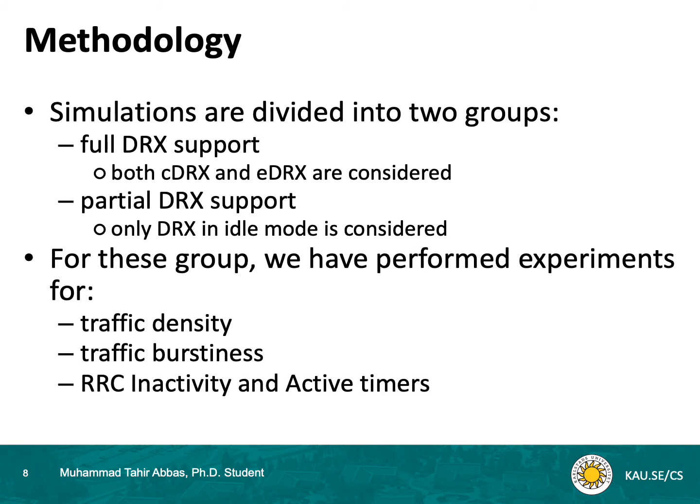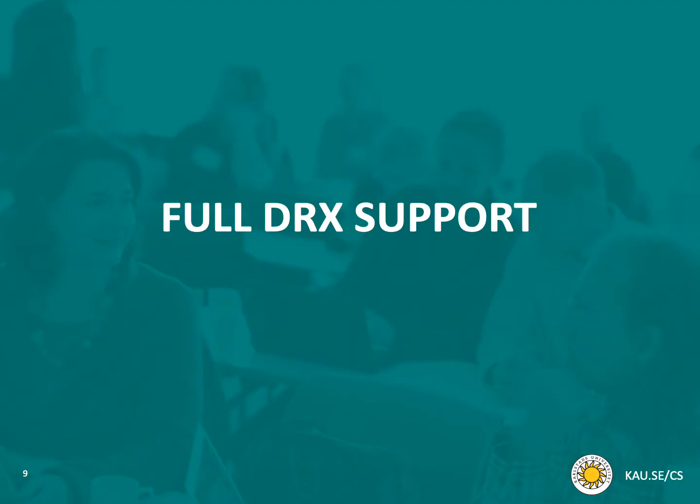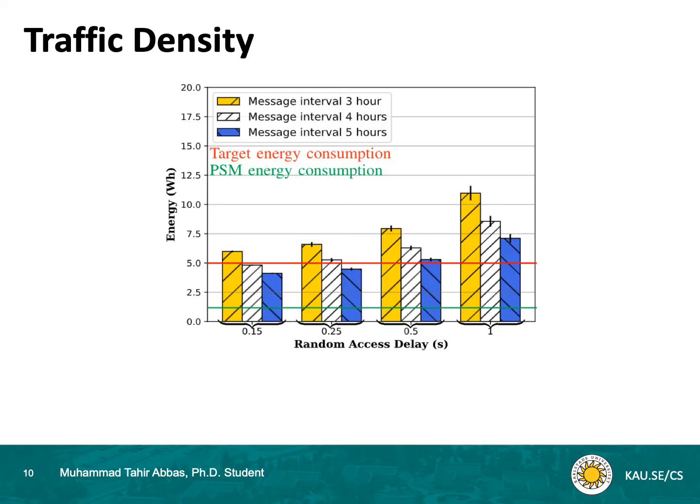For these groups, we have performed experiments for different traffic densities, traffic burstiness, and different RRC inactivity and active timers. For these experiments, initially, we have set the inactivity timer to 20 seconds, the active timer to 30 seconds, the DRX cycles to 1.28 seconds, and the block error rate to 10%. During our experiments, we kept all these values unchanged. So we will start with the full DRX support.